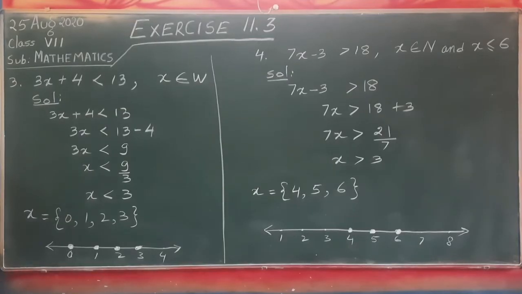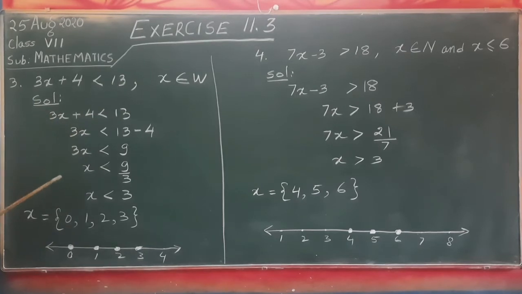The third question says 3x plus 4 is less than 13, and x belongs to whole numbers. Remember, what is a whole number? Whole numbers always begin from 0 and there is no end to it: 0, 1, 2, 3, 4.